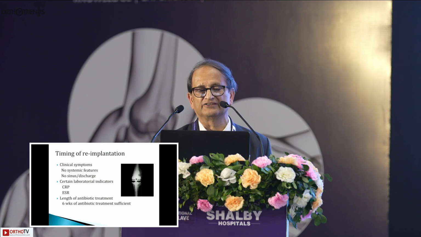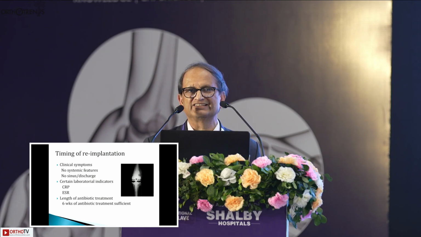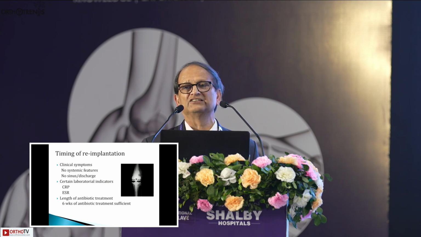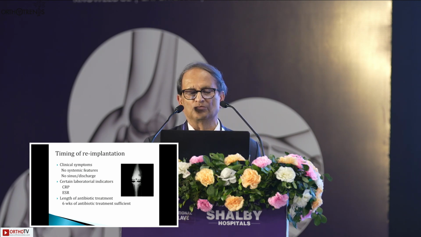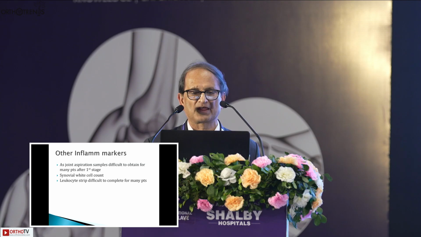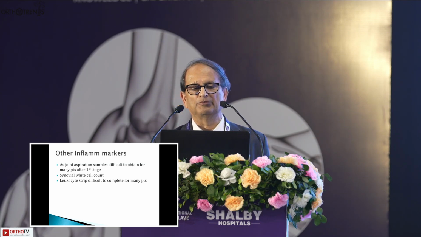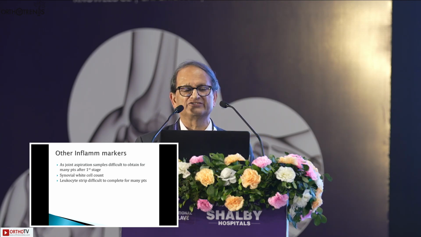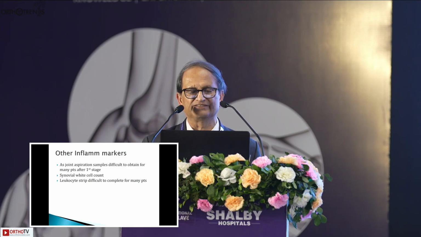Timing of reimplantation. The patient is clinically asymptomatic, with no systemic features, no sinus, no discharge. CRP and ESR are in a decreasing trend or normal, and the length of antibiotic treatment should be a minimum of 6 weeks. That is sufficient. Other inflammatory markers, like synovial white cell count and leukocyte esterase strip, are difficult to do, as joint aspiration is usually not possible in many cases.